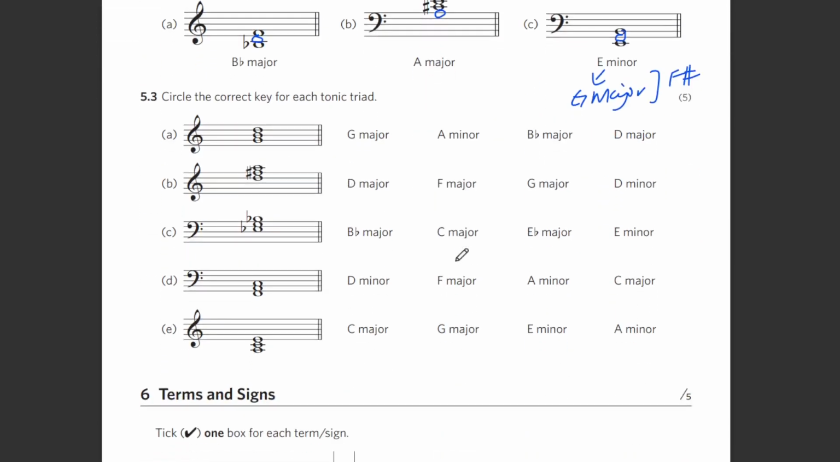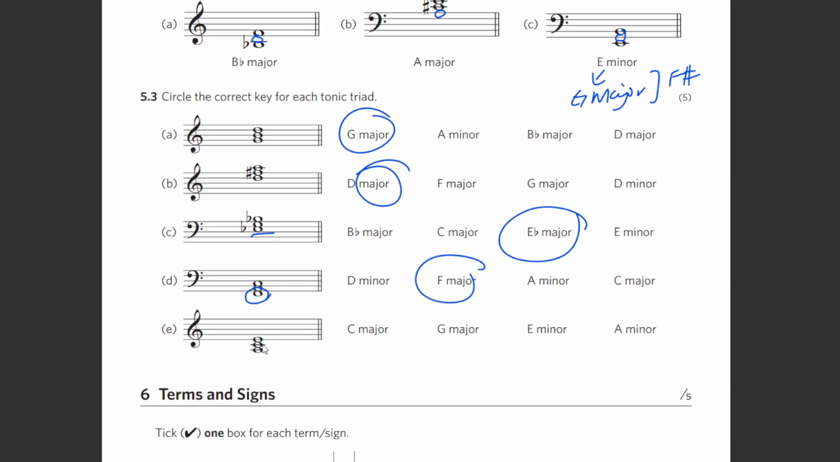Okay, next. Circle the correct key for each tonic triad. So this one is G. The lowest note is G, so it's G major. This one is D, so it's D major. D, F sharp, A. This one is E flat, G, B flat. E flat is the lowest, so it's E flat. Then for this one, F is the lowest note, so it's F major.